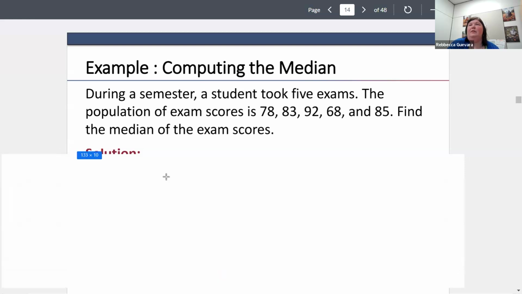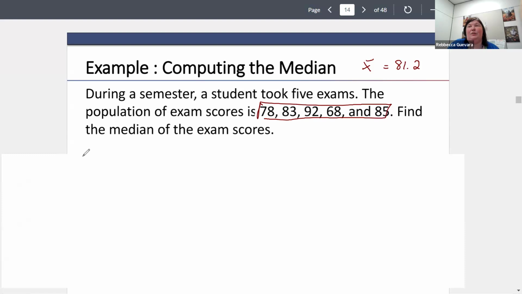There we go. During a semester, you took these exams and you got these grades here. We already looked at this data. Last time we looked at the mean, it was an 81.2, something close to that. Now we're going to actually look for the median.